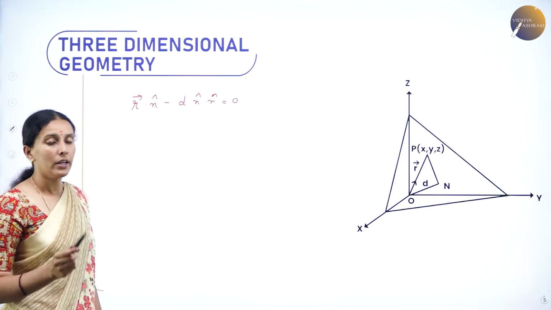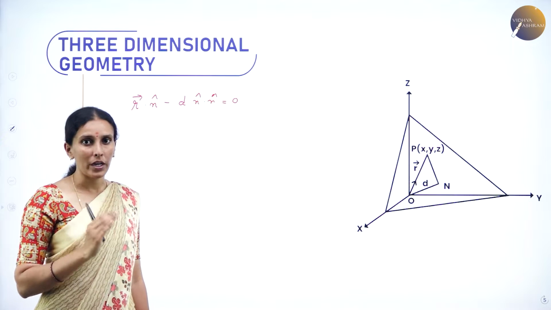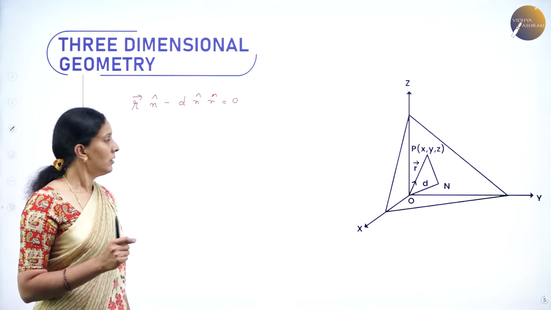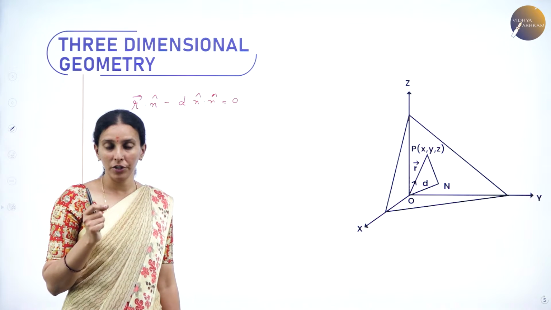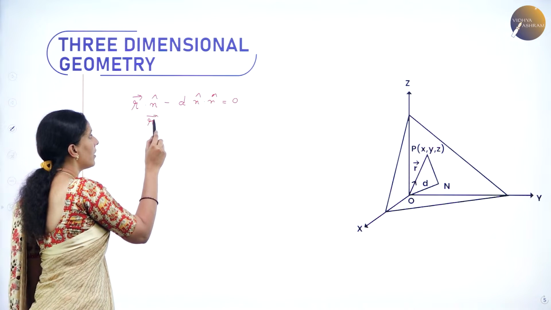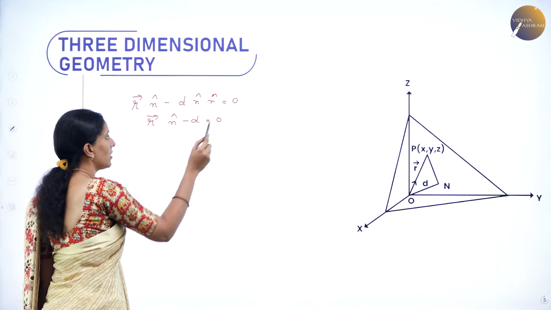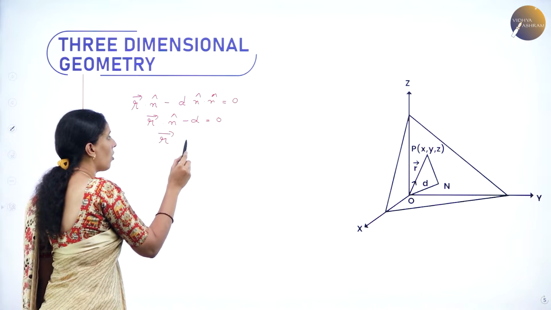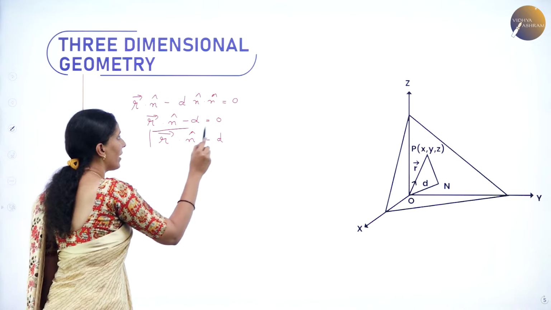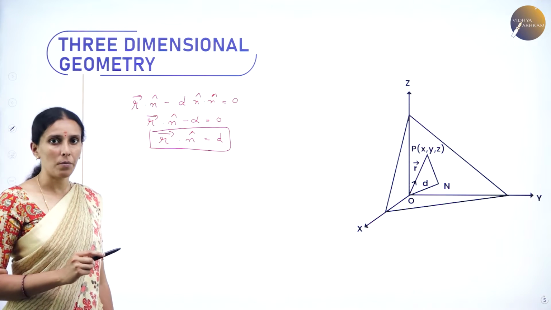So we know that when you have the dot product of the same vector, its value is 1. That is, n cap dot n cap is nothing but a unit vector whose magnitude is 1 into 1, which is 1. So thus we have R dot n cap minus D is equal to 0, or R dot n cap is equal to D. So this is the vector form of the equation of a plane in normal form.